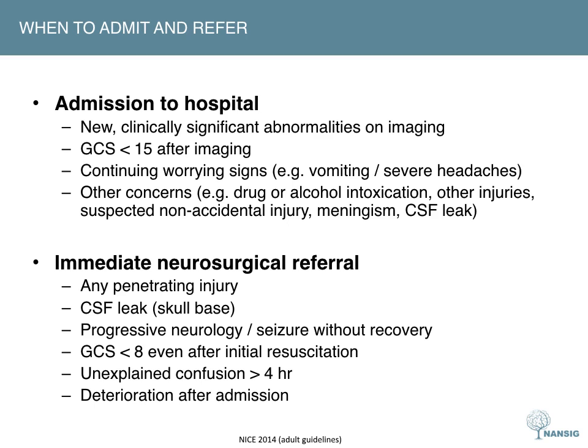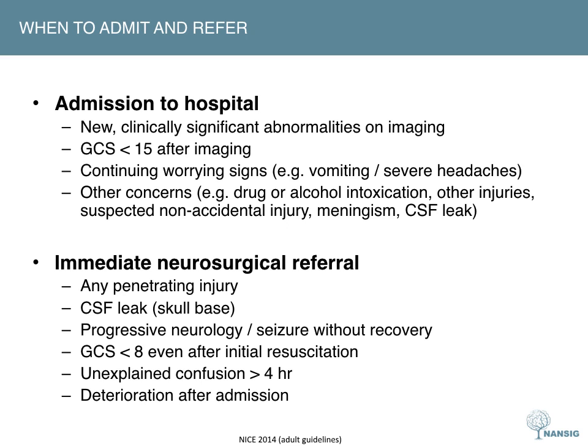Other reasons to admit include a GCS of less than 15 after imaging has been performed, continuing worrying signs such as persistent vomiting or headaches, or any other kind of general clinician concerns. These may include situations where the patient is believed to be incapable of looking after themselves, such as in drug or alcohol intoxication, or where suspected non-accidental injury may have occurred. Equally, if there are other concerning comorbidities such as meningism or CSF leakage, then this will also qualify the patient for automatic hospital admission.